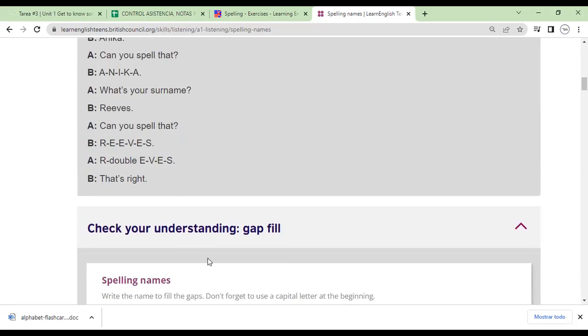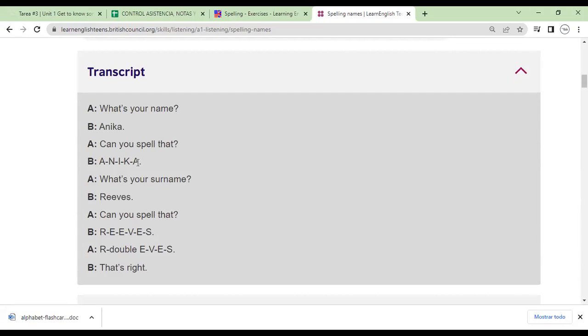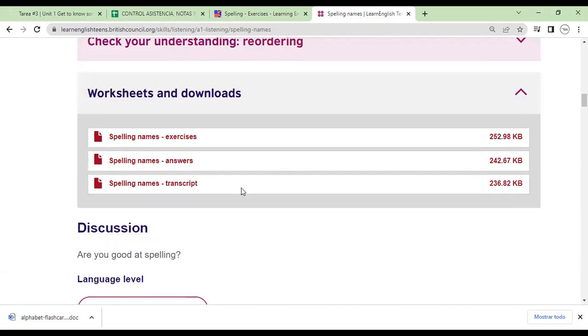Okay, Annika, I think it's only with one N, right? And what about Reeves? Wow, we did it, right? So then that's the conversation. What's your name? Annika, can you spell that? A-N-I-K-A. What's your surname? Reeves. Can you spell that? R-E-E-V-E-S. That's right. Simple like that. Okay? So this was the conversation.